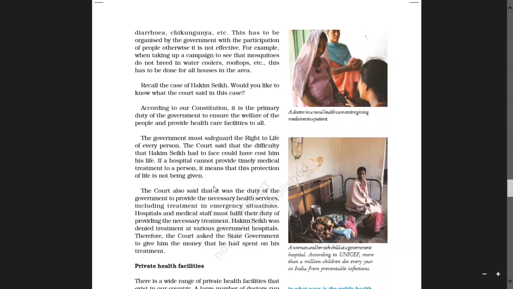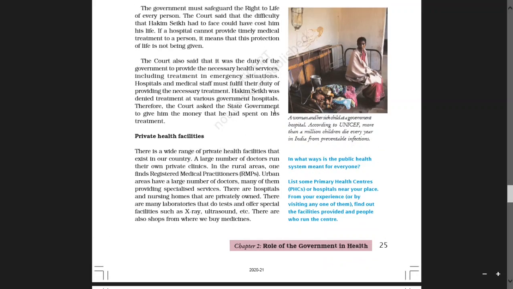The court also said that it was the duty of the government to provide the necessary health services, including treatment in emergency situations, which happened to Hakim Sheikh. Hospitals and medical staff must also fulfill their duty of providing the necessary treatment to those who need it.